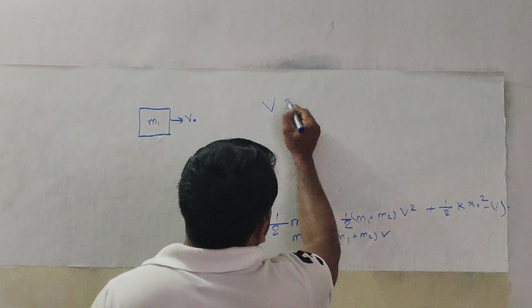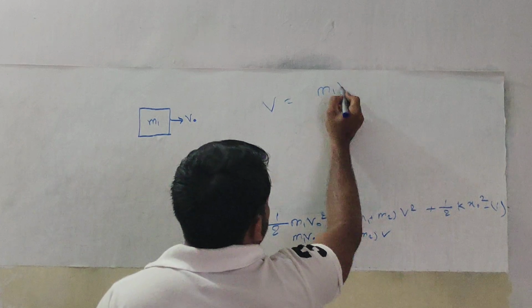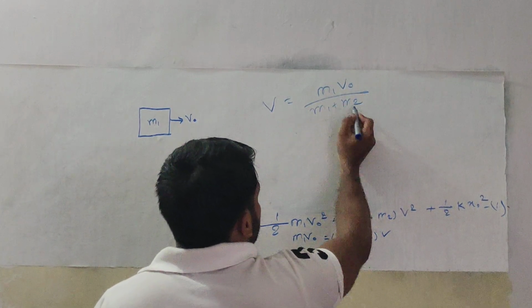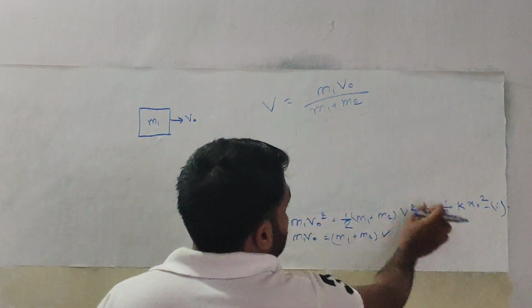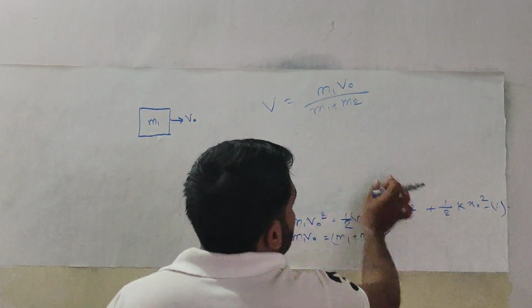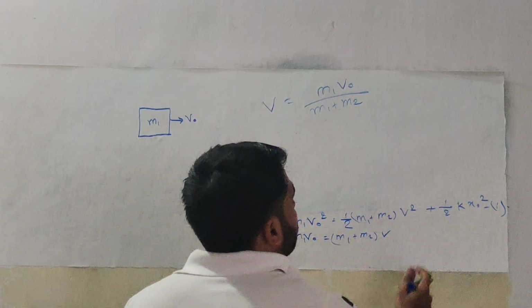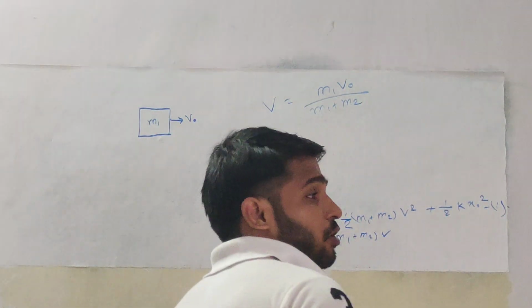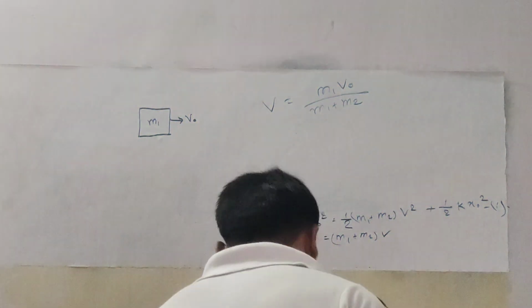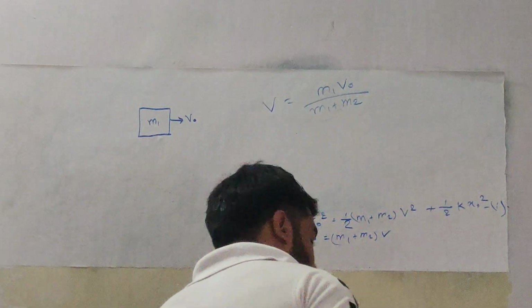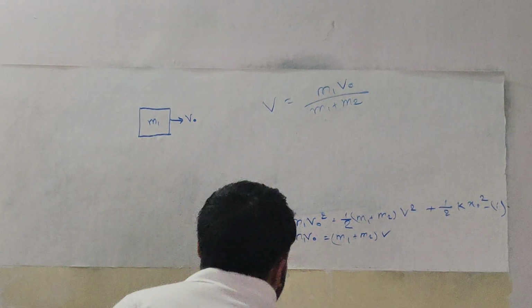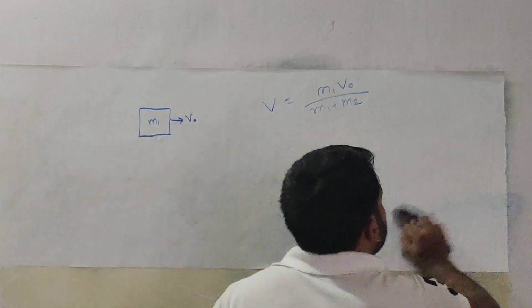So v equals m1 v0 by (m1 plus m2), and we will substitute it here, and then we will find the value of k x0 square. I will not do the calculation because calculation is not our aim. Our main aim is to understand the physics behind it. So I hope you understand the physics, why that happens. So now let's move further.